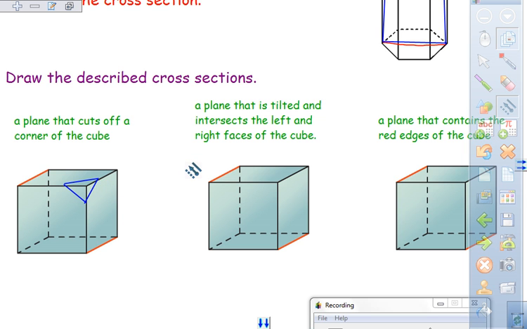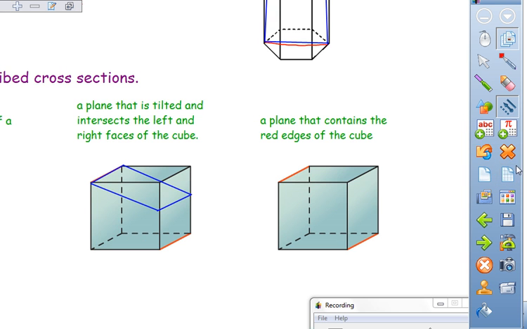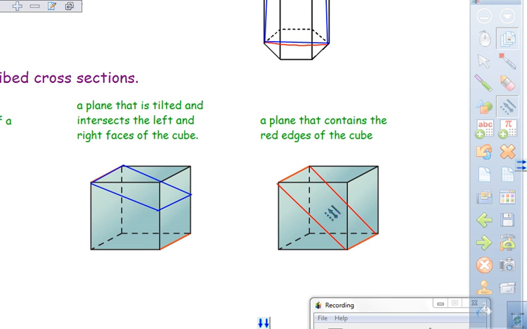Secondly, we want a plane that is tilted and intersects the left and right faces of the cube. So this would be the right face, this is the left face. So maybe I want to draw something like this, because now it intersects the left and it intersects the right. So that would be some kind of rectangle. And then the last picture says a plane that contains the red edges of the cube. I already have two of the red edges on, so then I'm just going to draw a diagonal in, and again that would be some kind of rectangle.